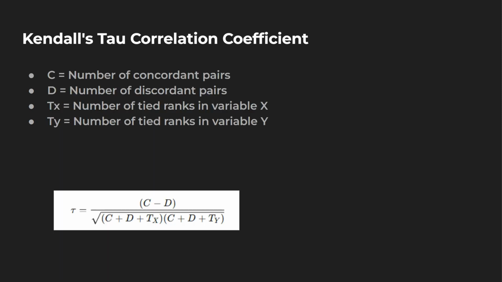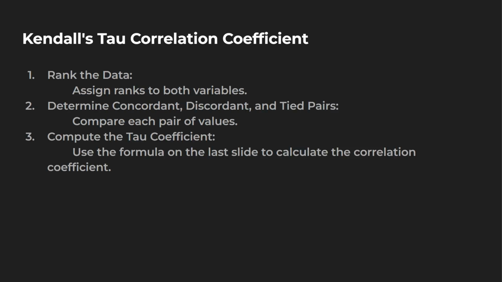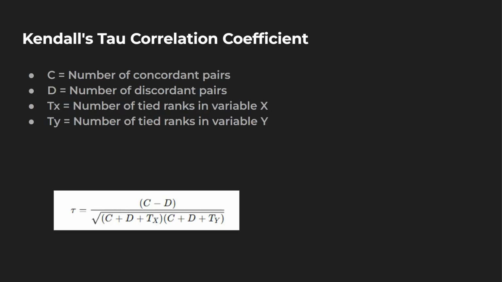You should be pretty familiar with that, but if you aren't, here is a good refresher. Here's the formula associated with it. So C is the number of concordant pairs, D is the number of discordant pairs, T of X is the number of tied ranks in variable X, T of Y is the number of tied ranks in variable Y. All right, so here's the steps. Number 1, rank the data, assign ranks to both variables. 2 is determine concordant, discordant, and tied pairs, compare each pair of values. And number 3 is compute the coefficient and use the formula on the last slide to calculate that correlation coefficient, right? That one right over here.